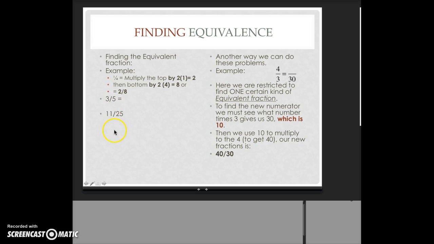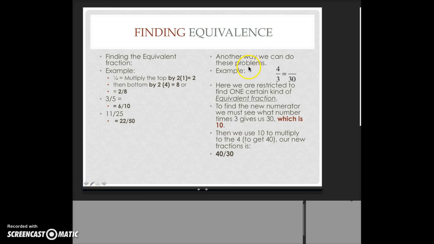Okay, I got 3/5 there and 11/25. So 3/5 can be changed into 6/10 by multiplying top and bottom by 2. And 11/25, multiply top and bottom by 2, I get 22 over 50.